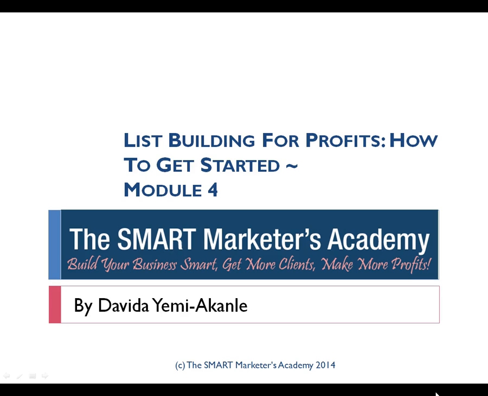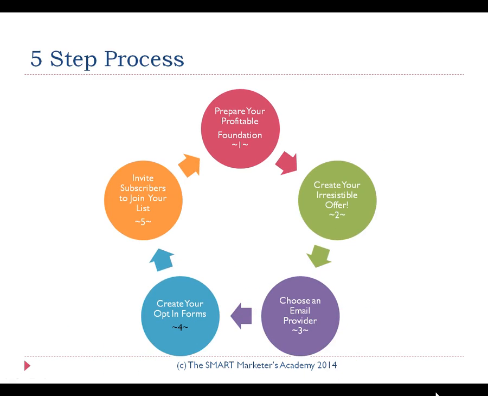And on today's program, we're looking at how to get started with list building. So it's list building for profits, how to get started, module 4. Now, we've been looking at list building in a 5-step process, and we've looked at preparing our foundation as the first module, and we looked at creating your irresistible offer in the second module. In the third module, we looked at choosing an email provider, and in this module, we're looking at creating your opt-in forms.